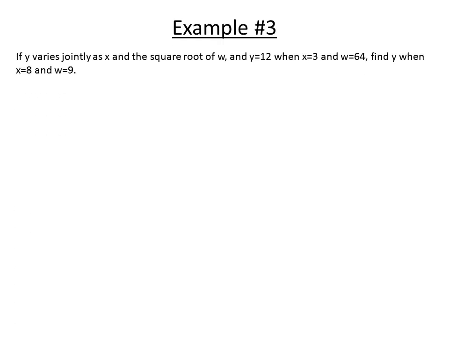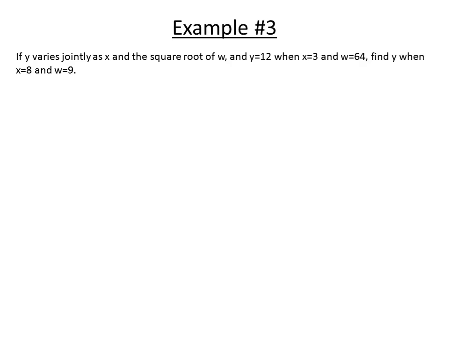We're going to do one more example, and in this example, we're going to be asked to perform that final step where we actually go beyond just finding the equation, but finding a specific value. If y varies jointly as x and the square root of w, and y is 12 when x is 3 and w is 64, find y when x is 8 and w is 9. Now that is a lot of information in just one sentence, so the key is to break this up into steps. There are 4 specific steps we need to follow.